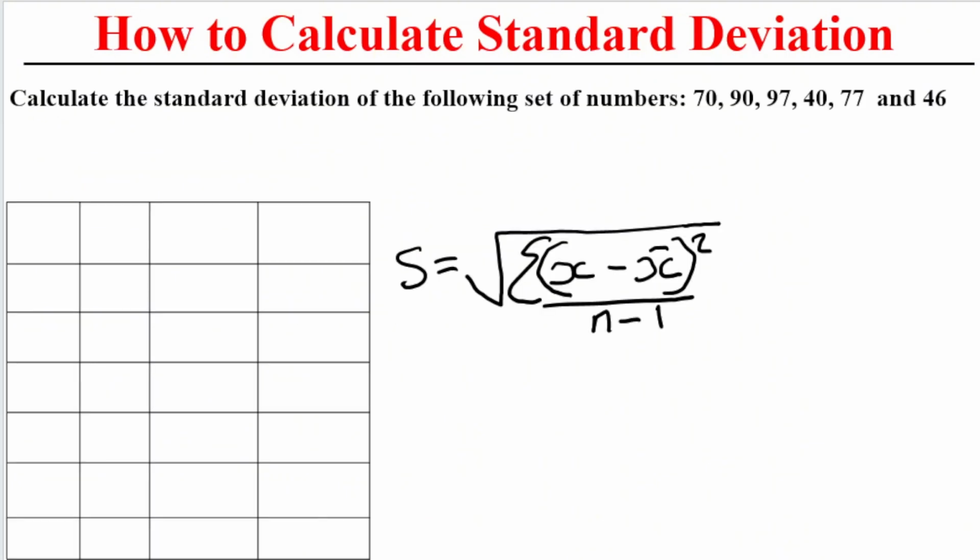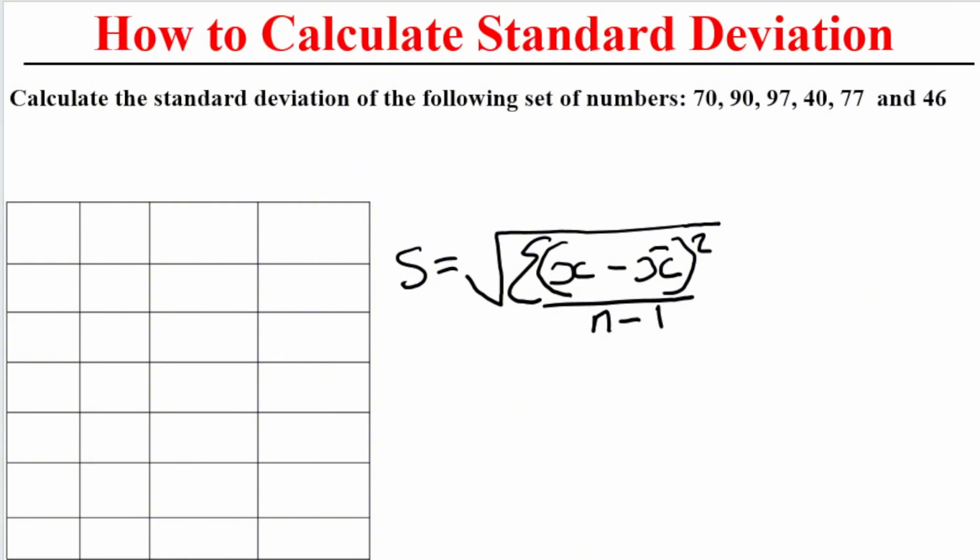So this is the formula we'll be using. We'll take the summation of the differences between the x and the mean, then square it, then divide it by n minus 1, all under a square root. So let's apply our formula.